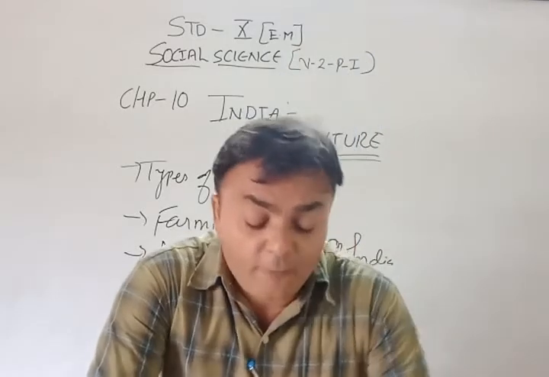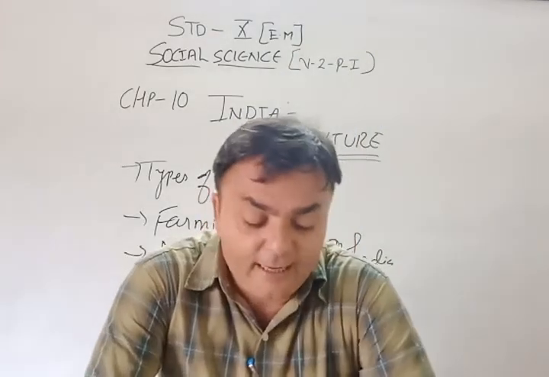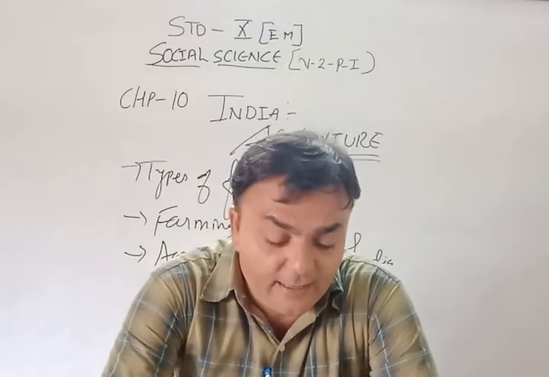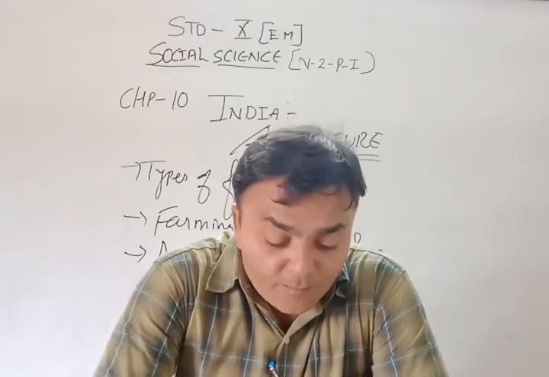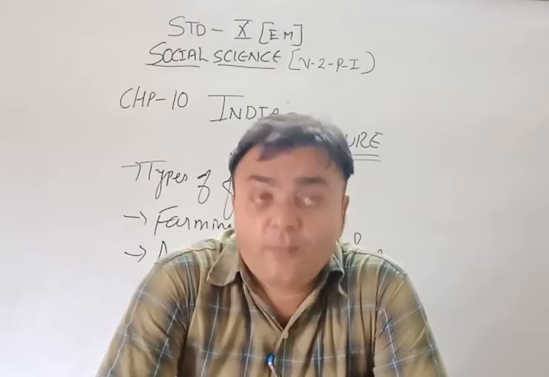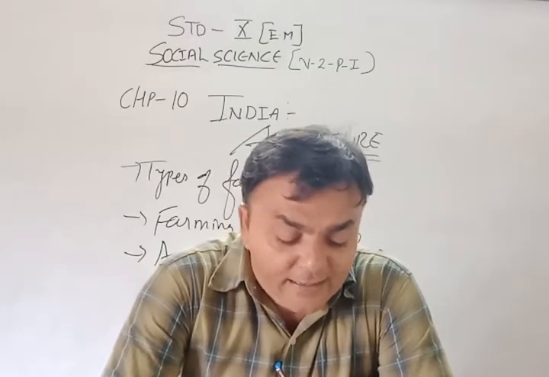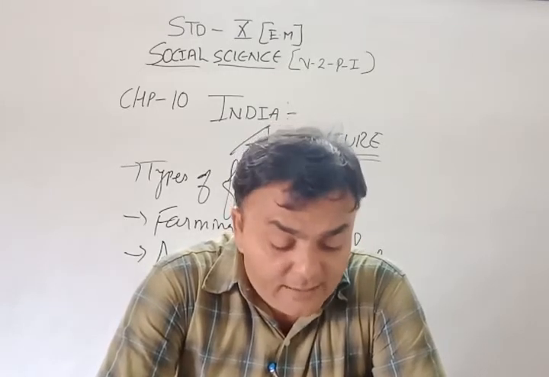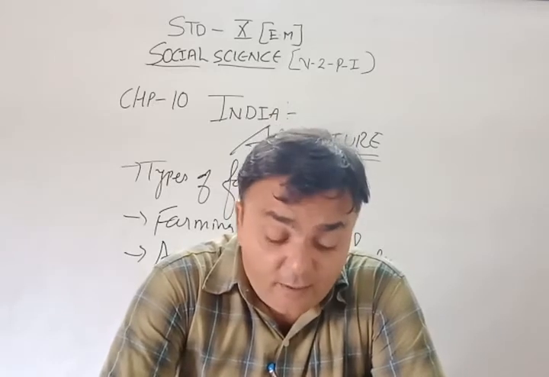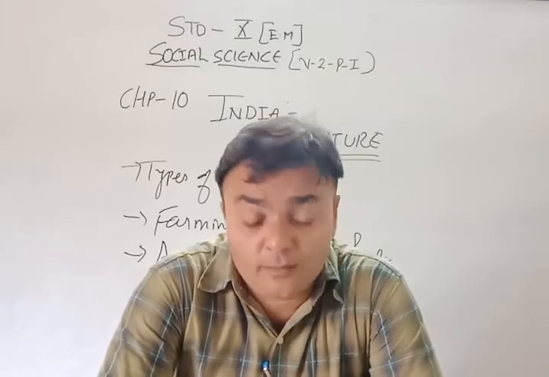Now we will continue with food. Grains are contributing about 75% of the total area sown, and about 50% of the total production comes from grain. Major food grains are as follows. Please go through these. About 75% of the total area sown.